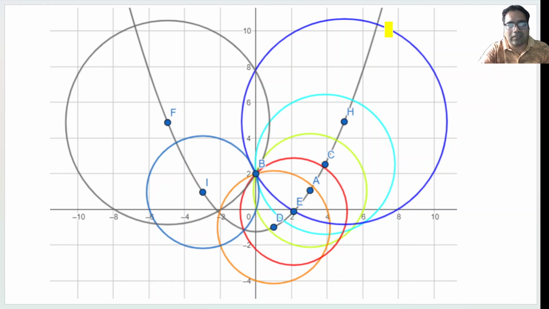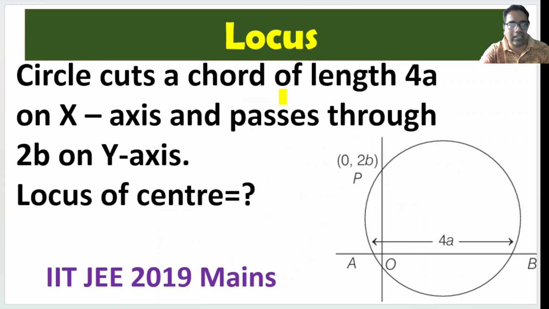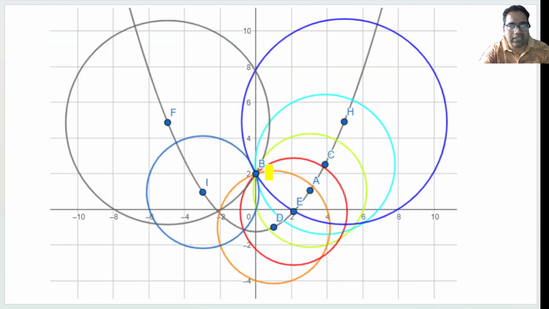Now, if you see, all of the circles are satisfying our criteria. What is our criteria? The length of the chord is constant 4a. In our case, 4a means 6, which we have taken, that is 4 into 1.5. And still going through the same point, which is 2b. In this case, b is 1, so 2b is 2. Now, if you look at the centers, they are all going through this curve, which actually is a parabola.